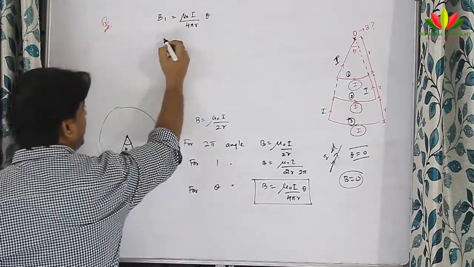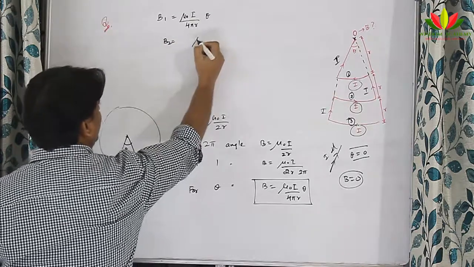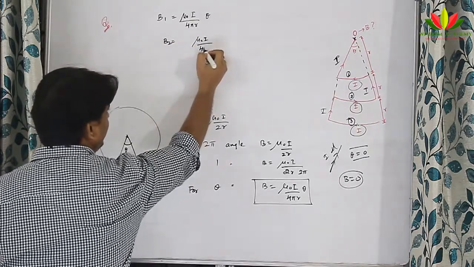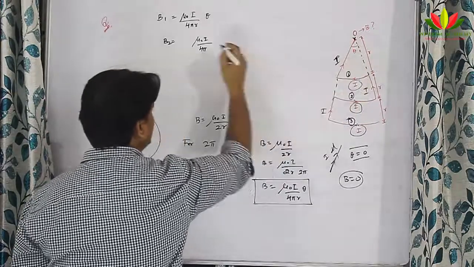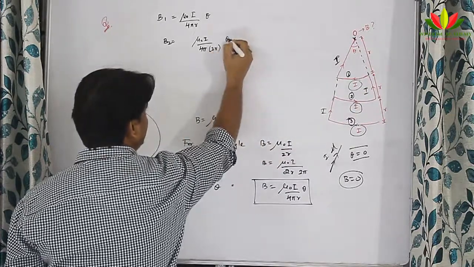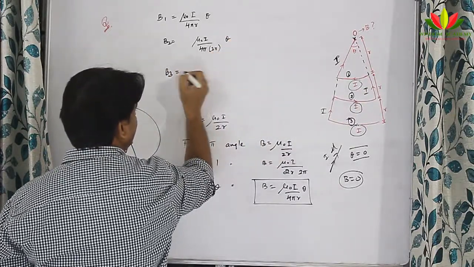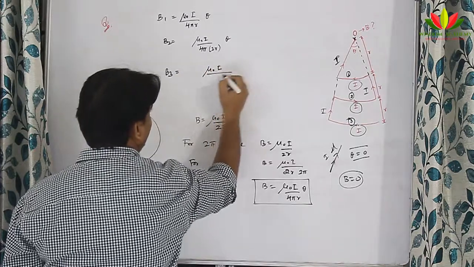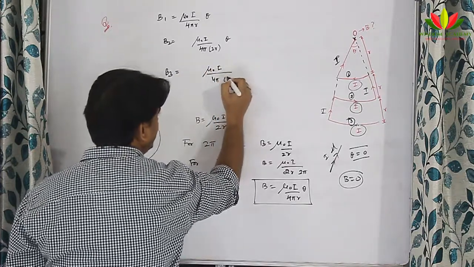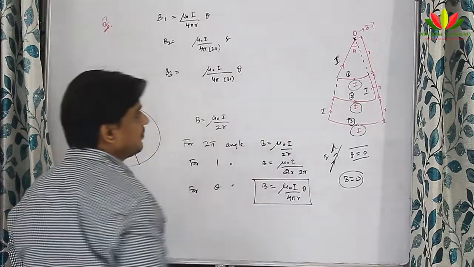What will be B due to the second part? Mu naught I by 4 pi, now it has become 2r, so I will write here 2r into theta. And what will be B3? B3 will be mu naught I by 4 pi into 3r into theta.